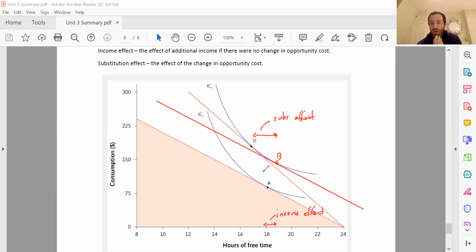And this is how we can figure it out. We keep the slope of the budget constraint the same, so no change in opportunity cost, and we give them enough extra money to get to the higher indifference curve and see what they would choose. They choose to be at point B. But we know they actually move to point D. So the change in opportunity cost is making them choose less free time in the end. That's how we can graphically show the income and the substitution effect.